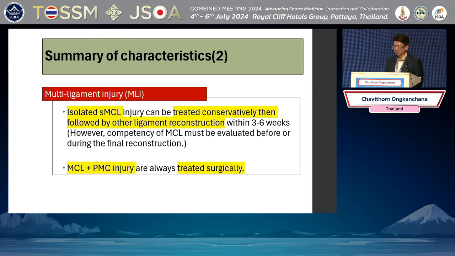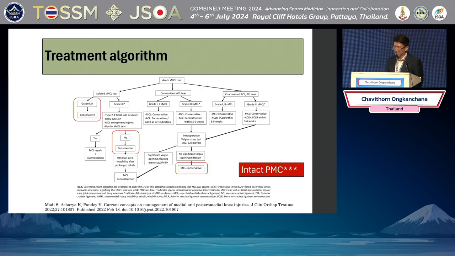To summarize the second part, in patients with multi-ligament knee injury, conservative treatment still has some role in isolated MCL injury, but re-evaluation must be done after the conservative treatment period is over. And conservative treatment is not recommended in the case of MCL with PMC injury. Nowadays, there are so many treatment algorithms for MCL injury. This one is just an example from one of the most recent literature.